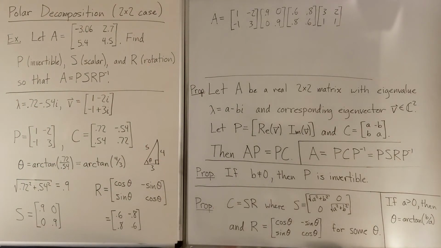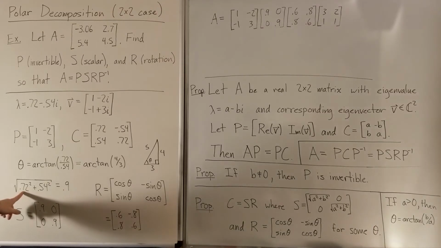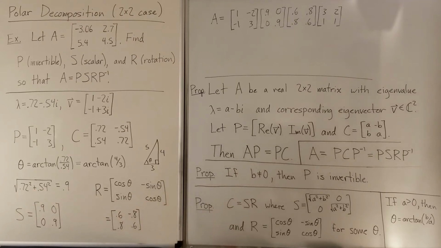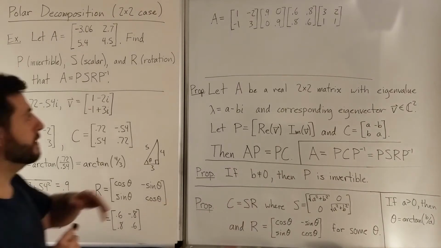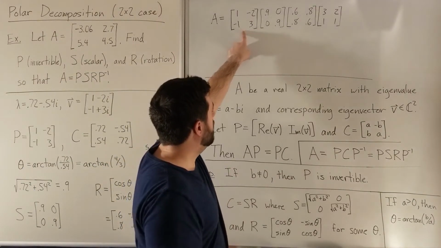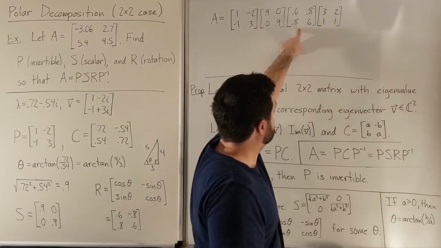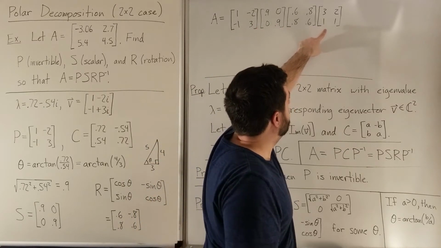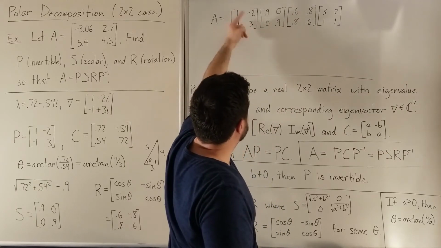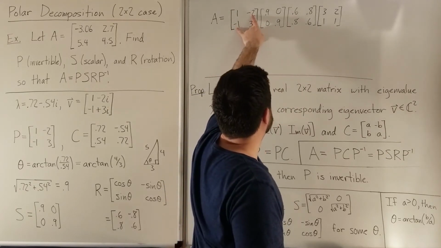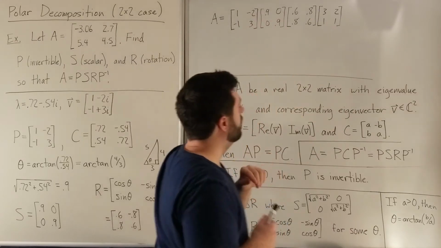So the rotation matrix looks fairly nice relative to our original matrix. And the scalar matrix is also going to be fairly nice. So 0.72 squared plus 0.54 squared is 0.81, and so you square root that and you get 0.9. So now our answer is just P times S times R, and here I've calculated P inverse just by switching the 1 and the 3 and then negating these two off-diagonal entries.